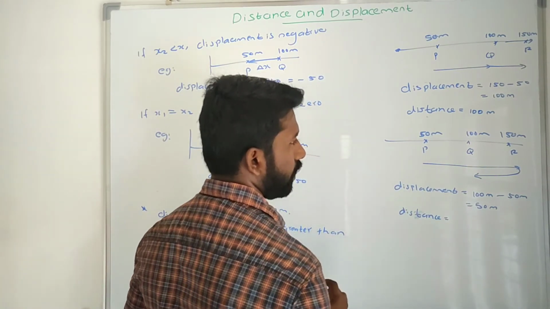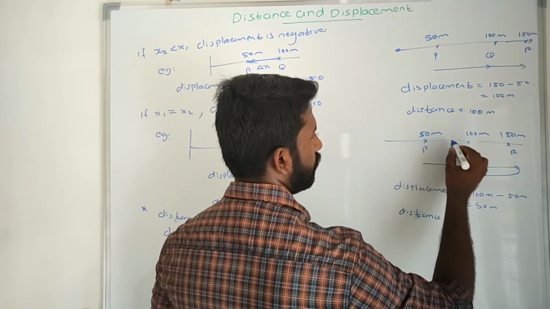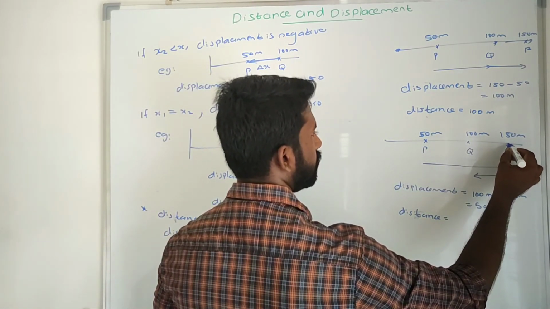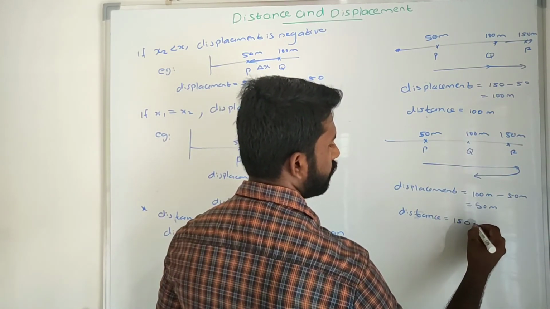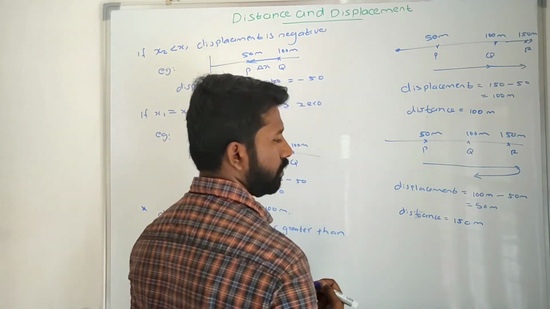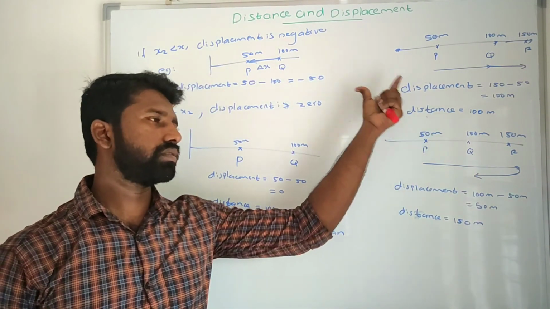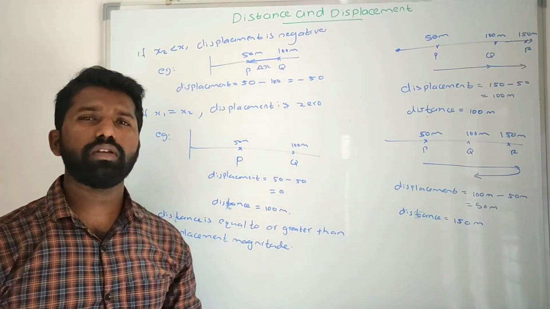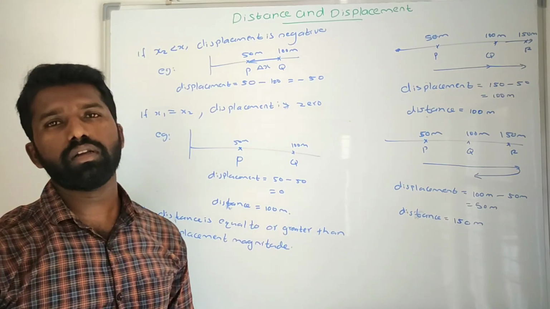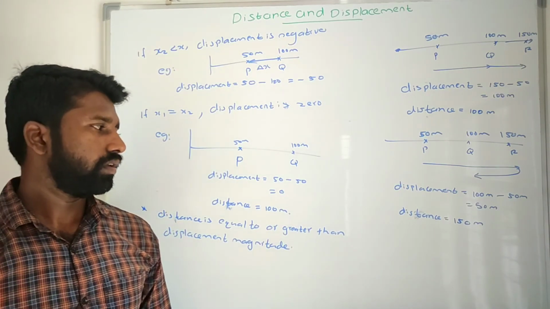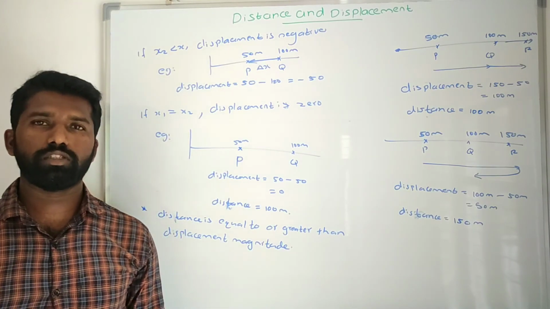Then what about the distance magnitude? Distance is the actual path length traveled. That means starting from 50, it went to 150, so 100 meters traveled. Again coming to Q, that means 150 meters in total. So here the distance is greater. In other cases the distance is equal. There is no possibility of distance being lesser than displacement. Clear? This is about distance and displacement.